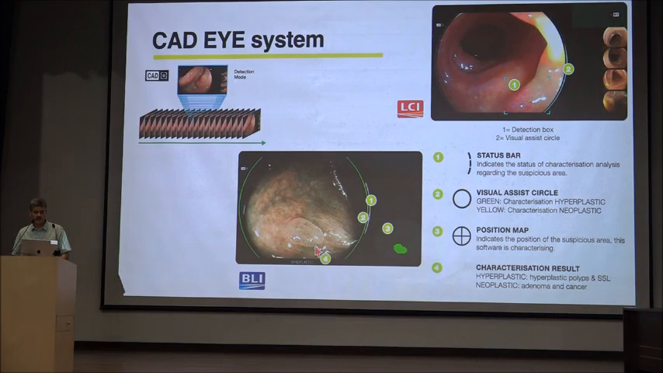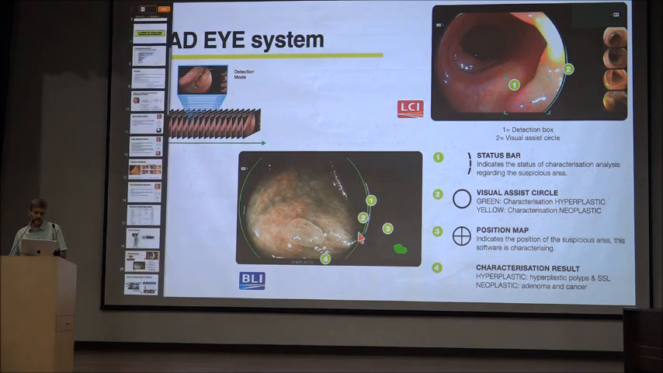Then on BLI, or blue light imaging, it will show you a status bar telling you how confident it is in diagnosing, a visual assist circle by the color of which you can decide what it is, a position map, and characterization results. And the CAD-I system does it at 60 frames per second, so it is very good in real time.